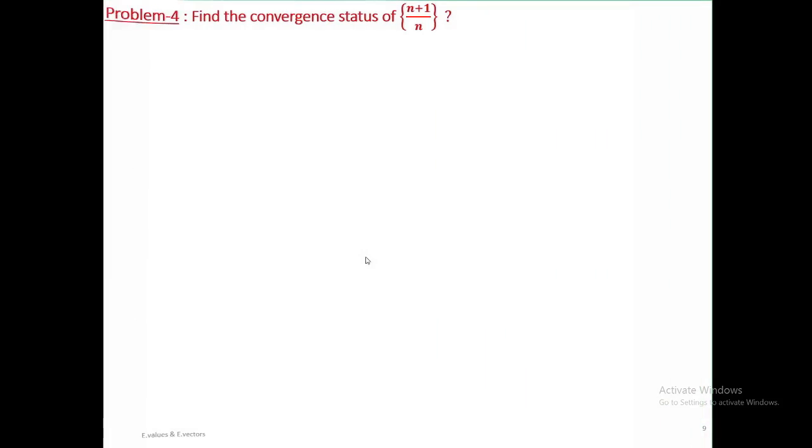Let us do the third problem. Find the convergence status of (n plus 1) by n. Again, the same first method. By the first method, you just find the limit. So assume the sequence is a_n. Limit n tends to infinity, what is a_n? The nth term is (n plus 1) by n. This is the nth term formula.